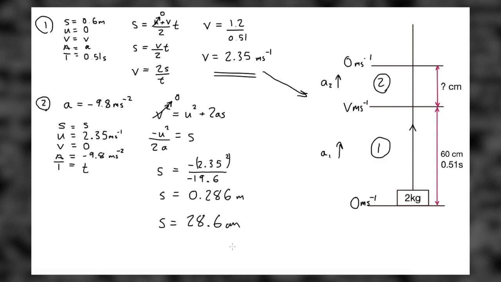So that gives me, in centimeters, because we started with centimeters, 28.6 centimeters. So the particle travels up 60 centimeters. When I remove the force, it travels a further 28.6. So the total distance of the highest point from the lowest point is going to be 88.6 centimeters.